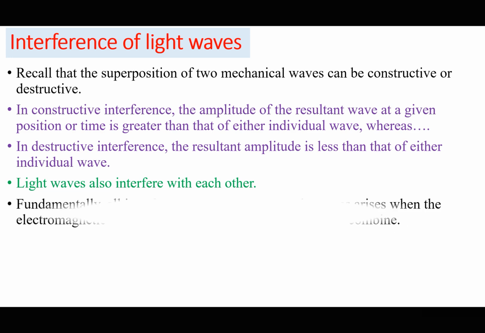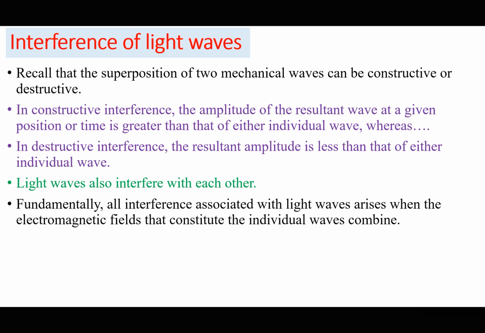Fundamentally, all interference associated with light waves arises when the electromagnetic fields that constitute the individual waves combine. So when two light waves meet at a point, we expect that the electromagnetic fields, that is the electric and the magnetic fields that make up light, combine. If they combine constructively, we expect a high intensity of the electromagnetic wave. If they combine destructively, we expect a lower intensity.